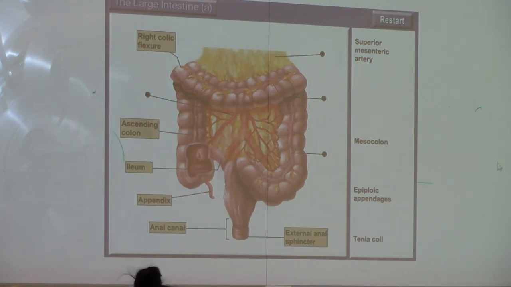Okay, who's next? Okay, Natalie, can you? Is that the superior mesenteric artery? That is the superior mesenteric artery.